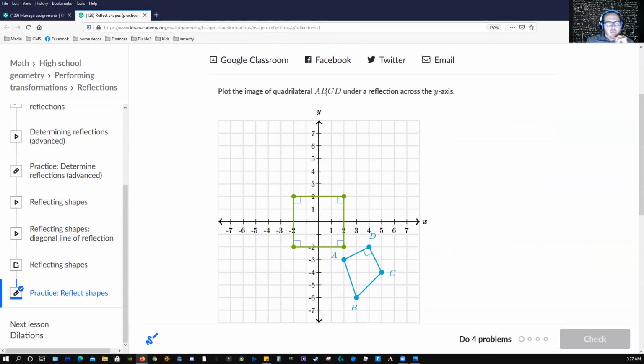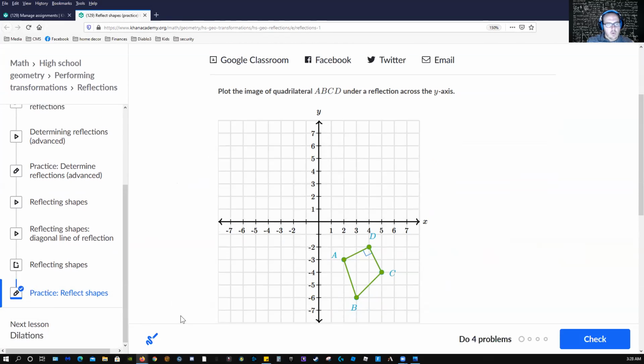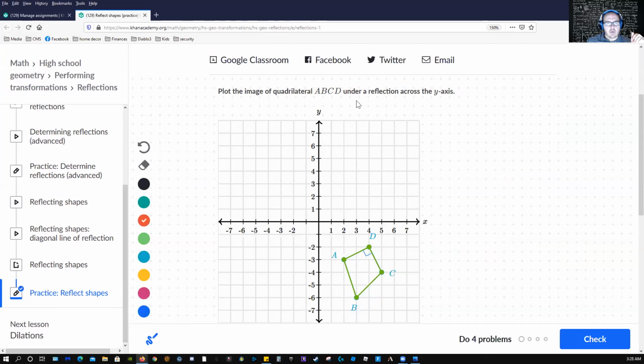Plot the image of quadrilateral ABCD under a reflection across the y-axis. Okay, so I'm going to drag all these dots. It definitely said across the y-axis. It won't let me draw on the graph. So there's the y-axis. What essentially we're going to do is leave the y values alone and get the opposite x values.